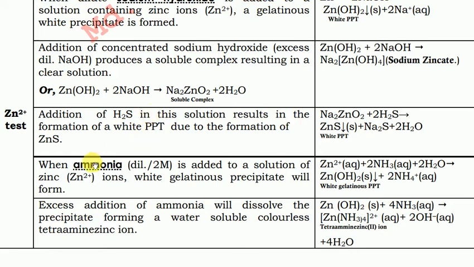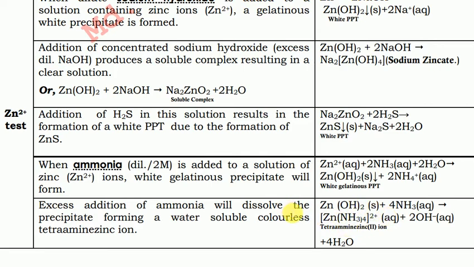Another test is that when dilute ammonia is added to a solution containing zinc ion, then what happens? Dilute ammonia will react with the zinc ion and produce a white gelatinous PPT of zinc hydroxide. If we add excess dilute ammonia to that solution containing the white PPT of zinc hydroxide, the excess ammonia will react with the zinc hydroxide and dissolve the PPT, forming a compound known as tetraamine zinc ion.